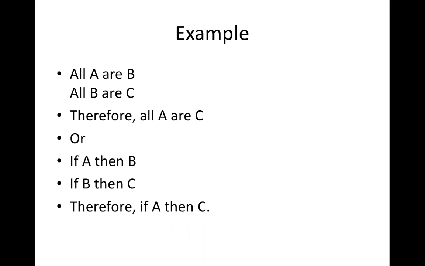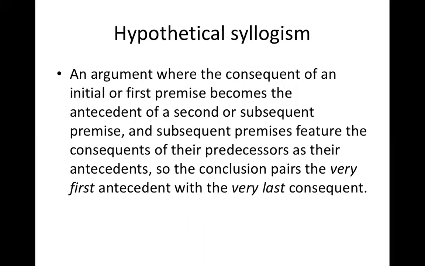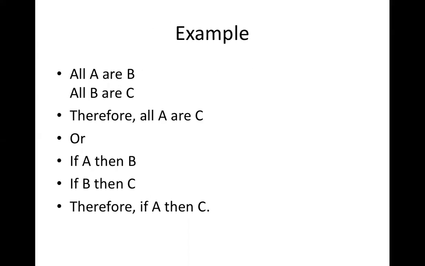And then the conclusion, what does the conclusion do? The conclusion pairs the very first antecedent with the very last consequent. So you can see this. Look at this, the last two sentences. The conclusion pairs the very first antecedent with the very last consequent. So you can see the conclusion. It pairs the very first antecedent with the very last consequent.